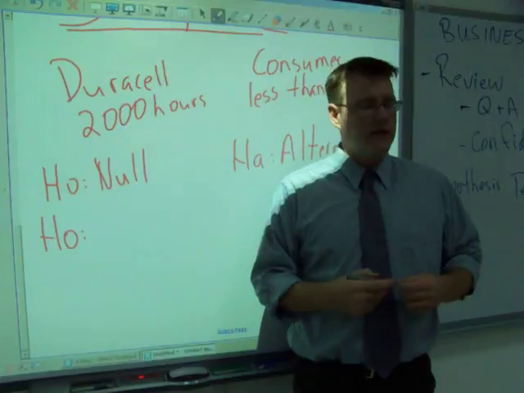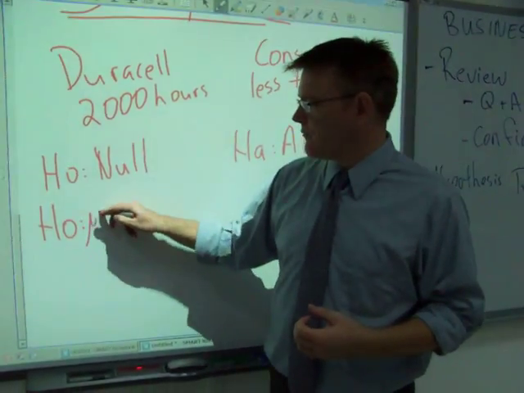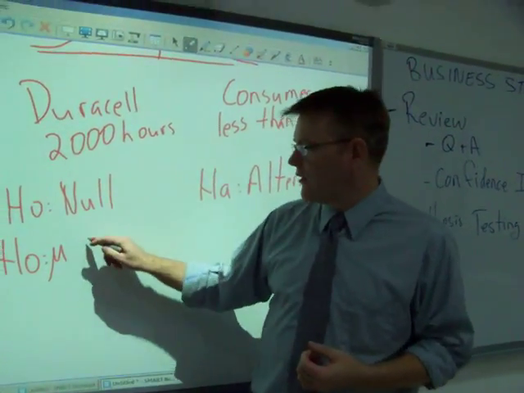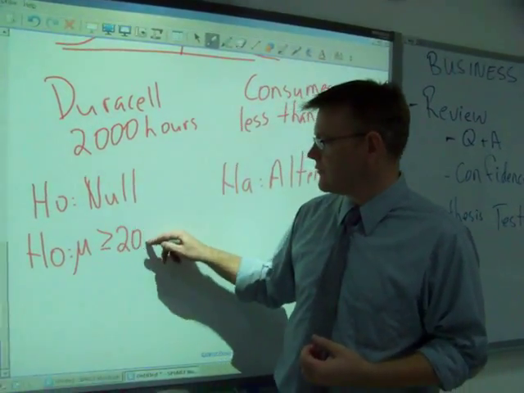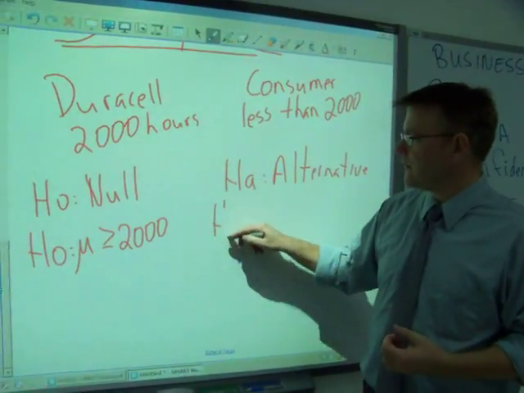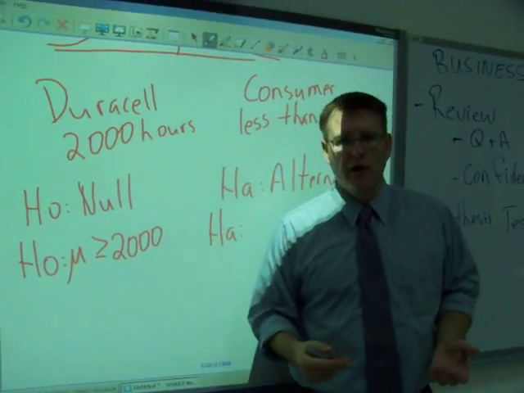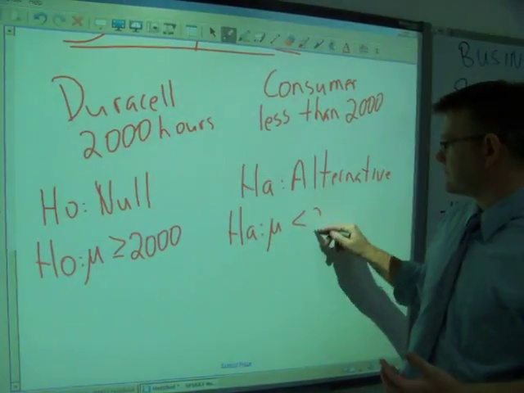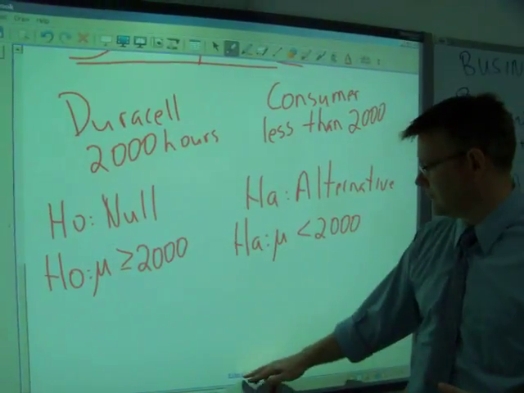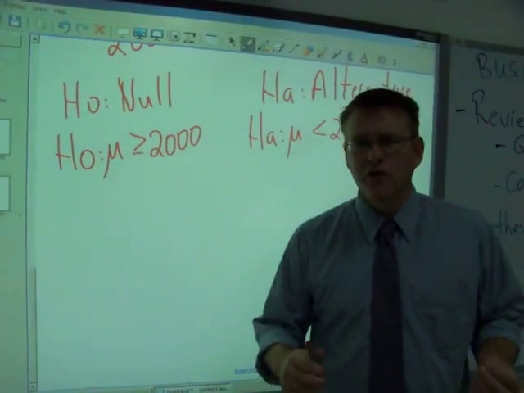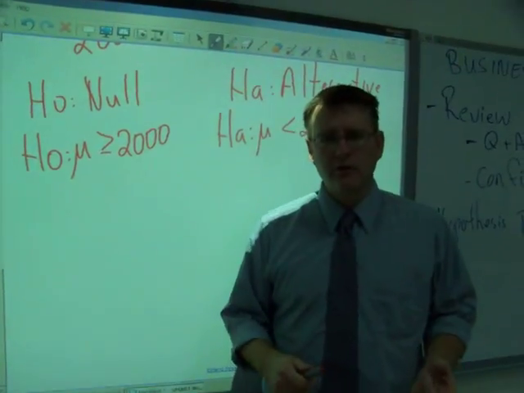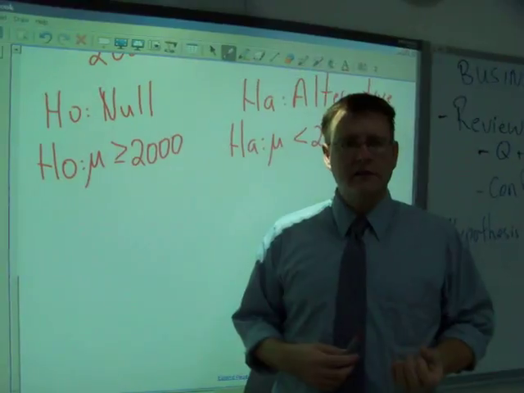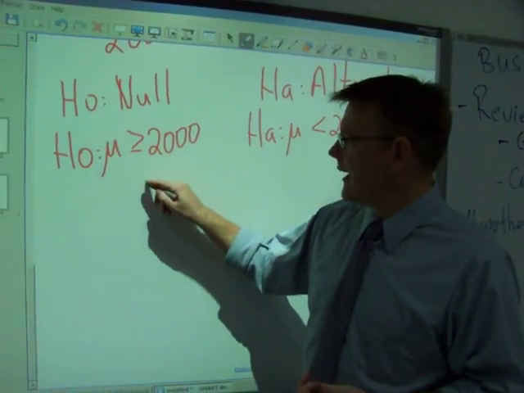Being that the duration of the Duracell battery, they believe that their batteries last at least 2,000 hours. We're using this symbol, μ, the population mean. And the alternative hypothesis, coming from the consumer group, is that their batteries last less than 2,000 hours. So now the consumer group's task is to provide evidence against Duracell's claim. So they go out and take a sample.